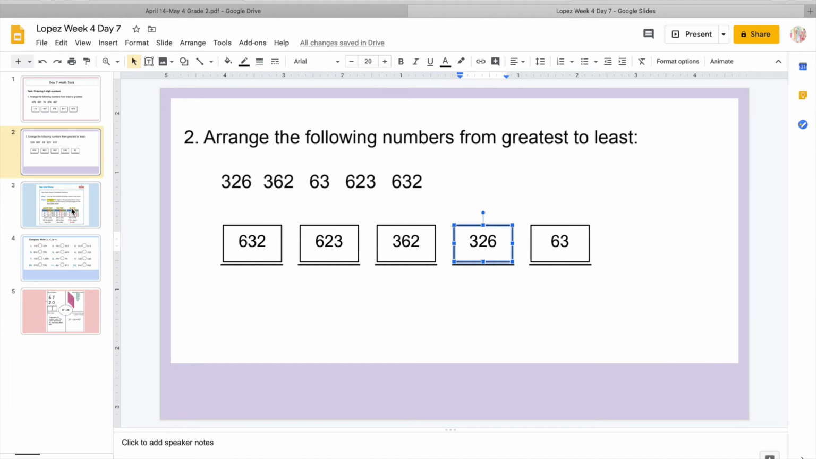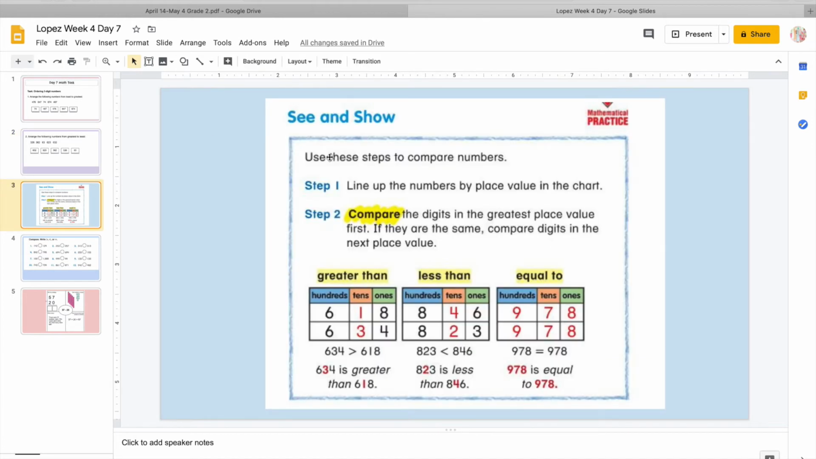All right, and now we are going to move on to our worksheet, which is see and show. Use these steps to compare numbers. Step 1, line up the numbers by place value in the chart. Okay, and again, when we line them up, we know hundreds, tens, ones. Step 2, compare the digits in the greatest place value first. If they are the same, compare digits in the next place value. That's basically what we were doing in our math task.